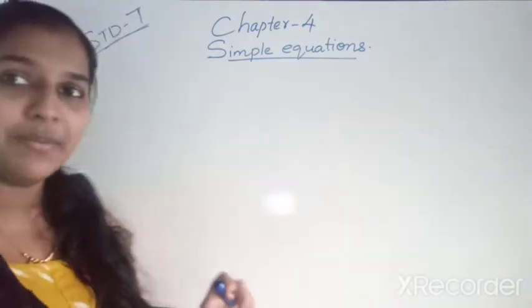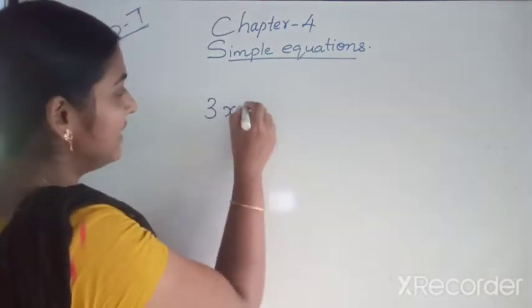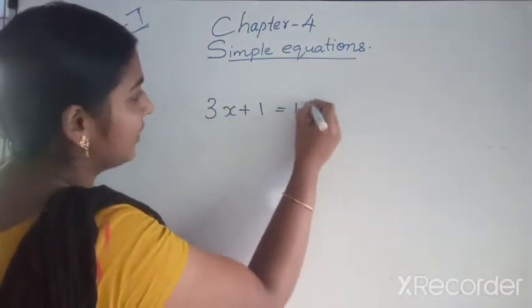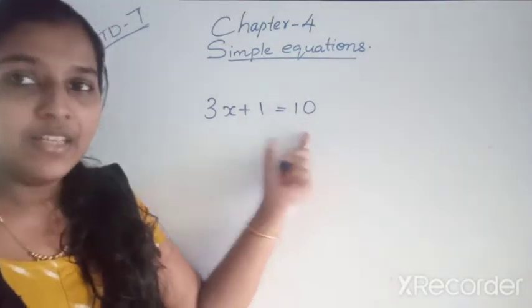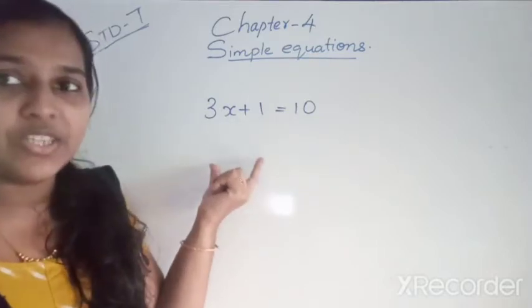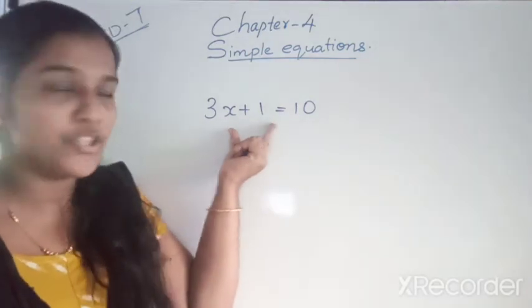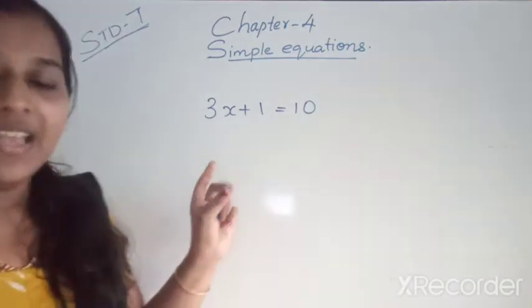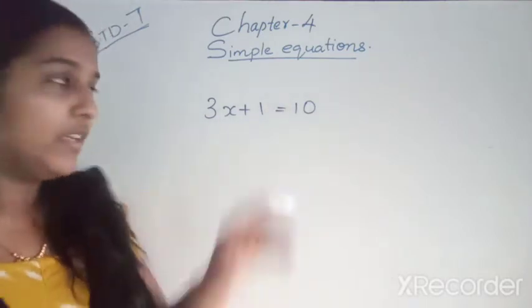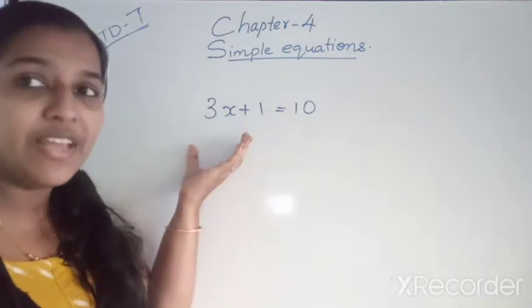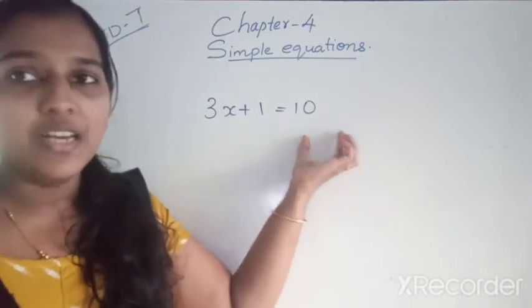For example, I am writing an equation 3x plus 1 is equal to 10. This equation has two expressions: 3x plus 1 is one expression, 10 is another expression. And one of the expressions should have a variable. Here you can see the left hand side, LHS, has a variable and the RHS is a constant.